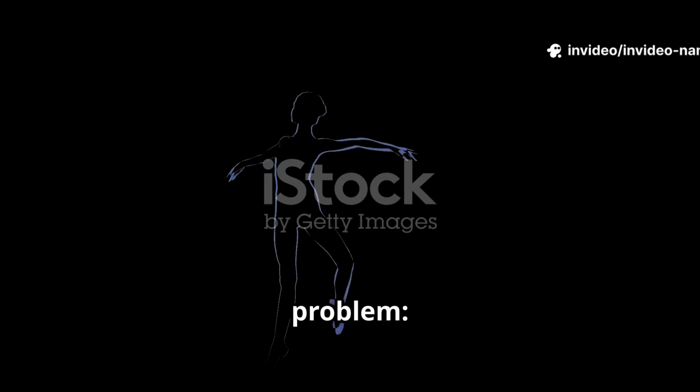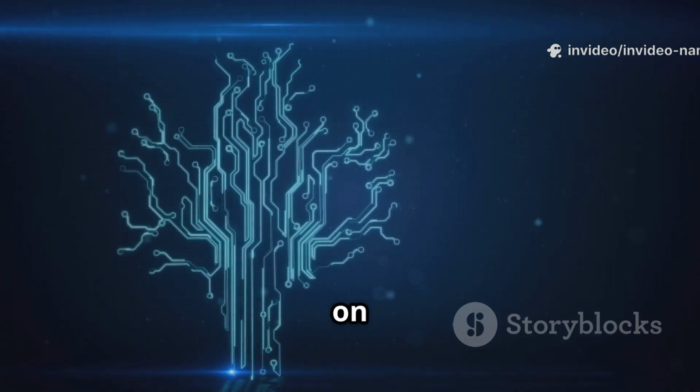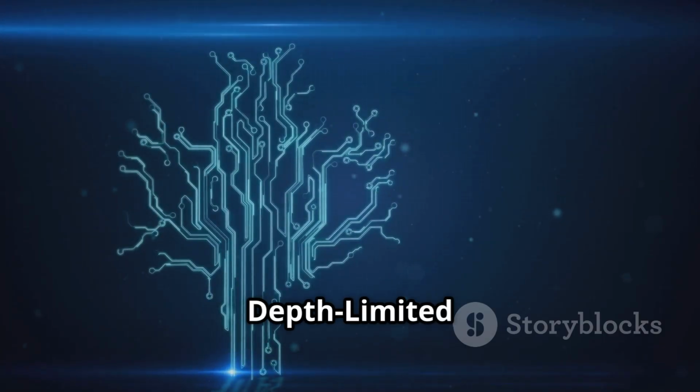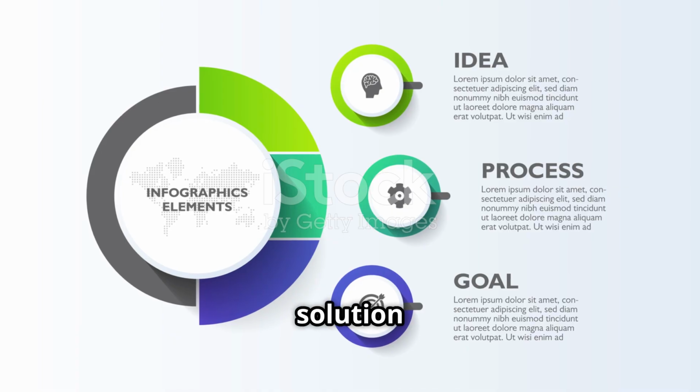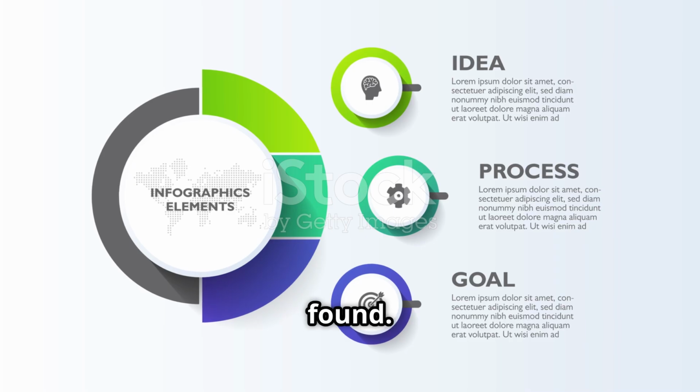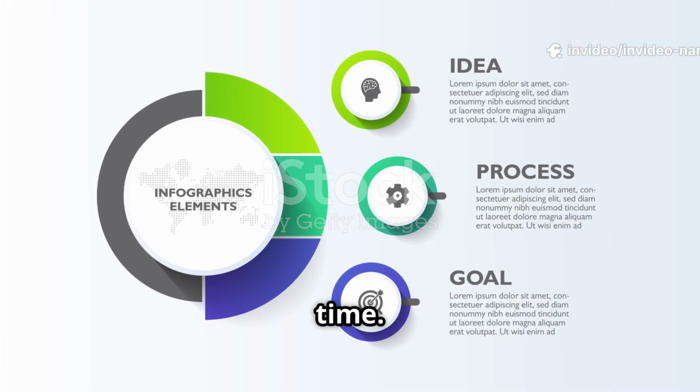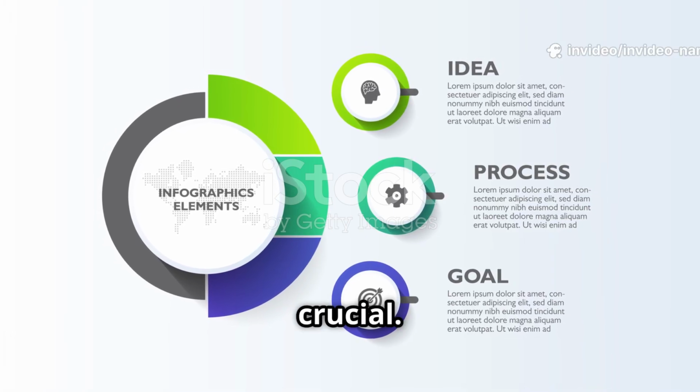Strategy 4. Depth Limited Search. DFS has a big problem. It can get lost in infinite depth. The fix? Put a limit on how deep you're willing to go. This is depth limited search. If the solution is beyond the depth limit, it won't be found. If the limit is too large, it wastes time. So choosing the right limit is crucial.